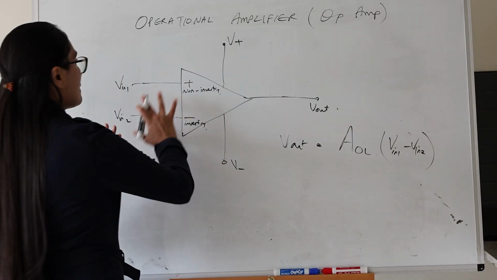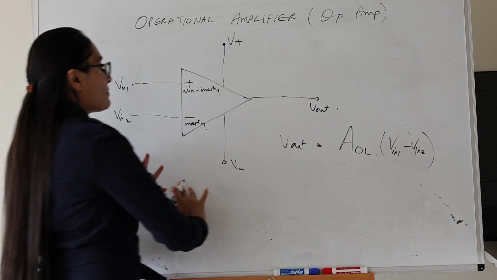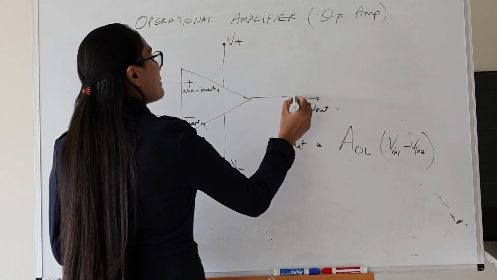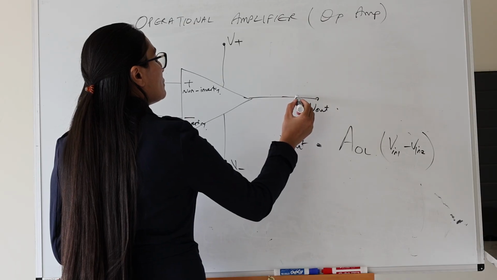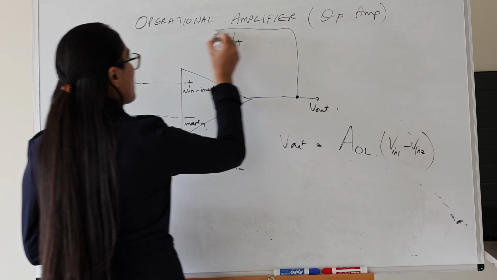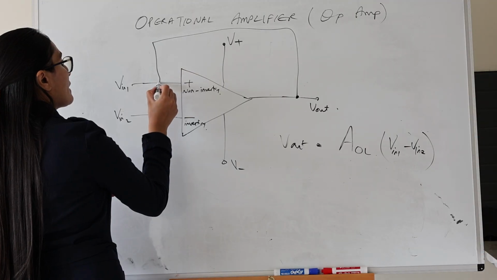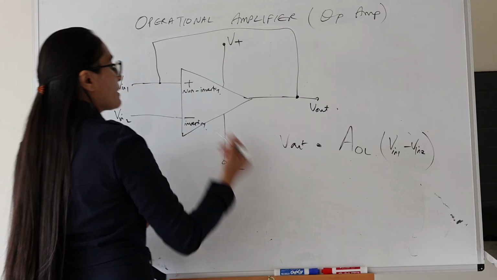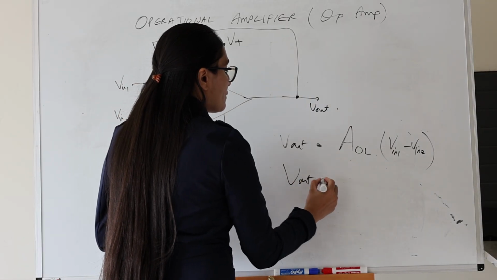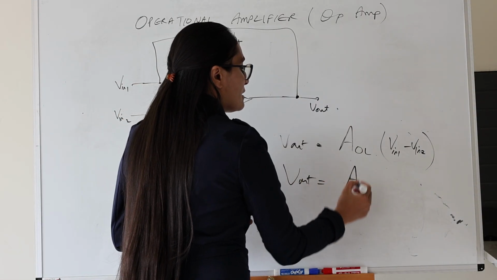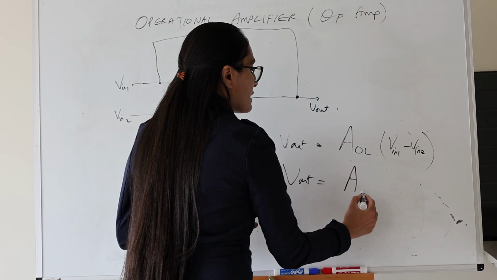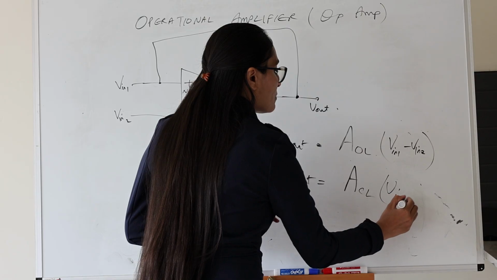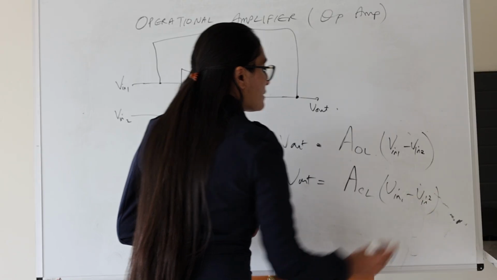And then the second configuration that we can use this op-amp in is the closed loop gain fashion. For that, we're going to have a feedback loop going from the output to one of the inputs. So let's just say connecting it to V in 1. So this is called closed loop gain. Here, same thing. So we have V out, and then this is going to be referred to as ACL, closed loop, and then same thing, V in 1 minus V in 2.